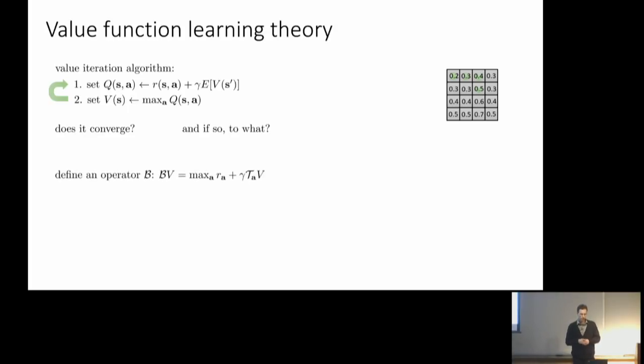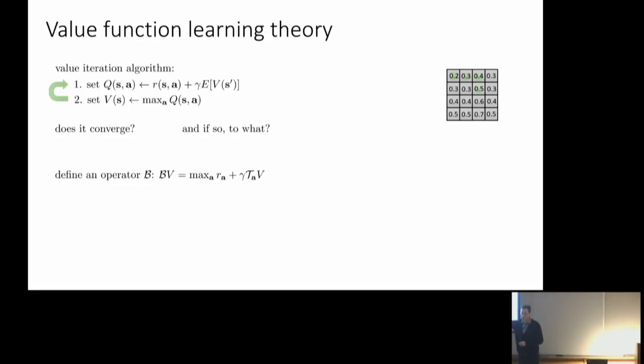A very useful tool for analyzing convergence of these kinds of algorithms is to write down what they're doing in terms of some operator. The operator that we're going to need here is B, which stands for Bellman backup. The Bellman backup operator is an operator that you can apply to a value function that's going to take your value function, multiply it by the transition operator, multiply it by a discount, and add the reward.